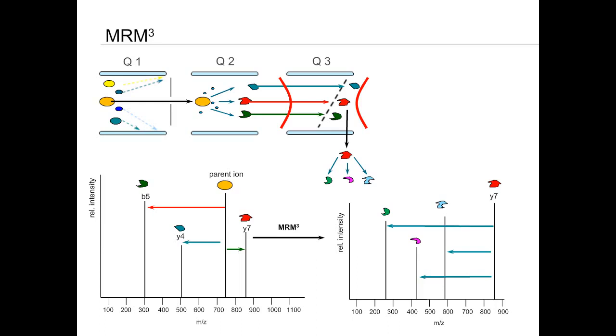And if the third quadrupole is a linear ion trap, you are able to, first of all, accumulate your fragment ions and then perform a secondary fragmentation event. So you fragment your fragment ions, your daughter ions, to, if you want, your granddaughter ions. And you gain sensitivity by accumulating the fragments, and you gain specificity by the secondary MRM transition. So it's in principle something like MS to the 3, and therefore it is called MRM cube or MRM to the 3.